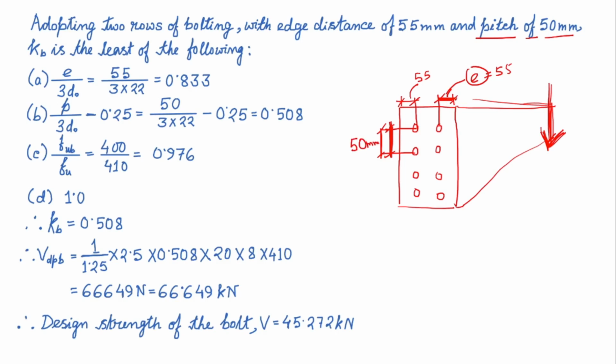Edge distance is the distance of the extreme bolt from the extreme end, but in the perpendicular direction of the application of the force. And pitch is the center to center distance between the two bolts in the direction of the application of the force. These two values we have assumed. This is P, which is 50 mm, and edge distance is 55 mm. Then KB is the least of the following.